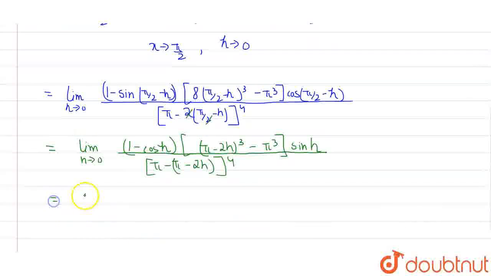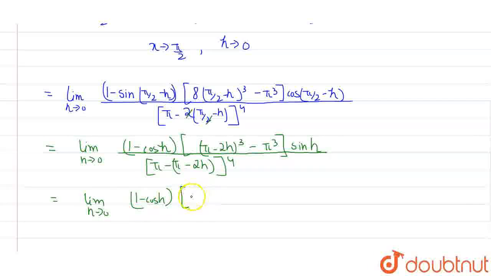So here we can write limit h tends to 0, 1 minus cos h. Again, the same here, this one will open as pi cube minus 8h cube minus 6 pi square h plus 12 pi h square. We are using the formula for a minus b whole cube, where this one is a and this one is b. Then minus pi cube, as it is.